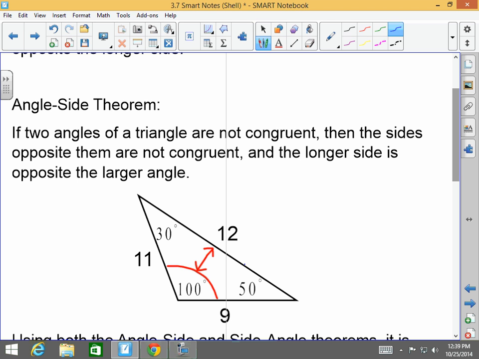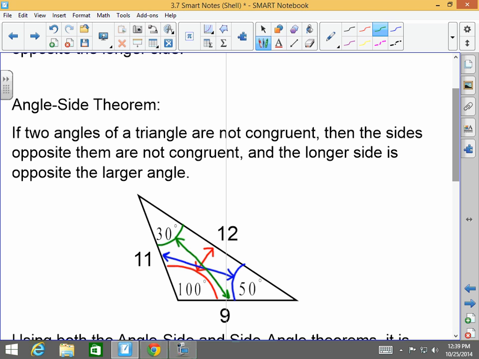The middle, or the second largest angle, is always opposite the second largest side, and the opposite is true as well. The second longest side is opposite the second largest angle. And last but not least, the smallest angle is always opposite the smallest side, and the opposite is true as well. The smallest side is always opposite the smallest angle.